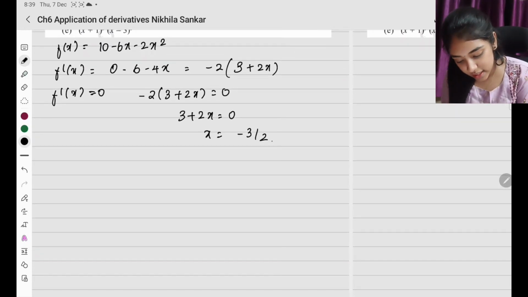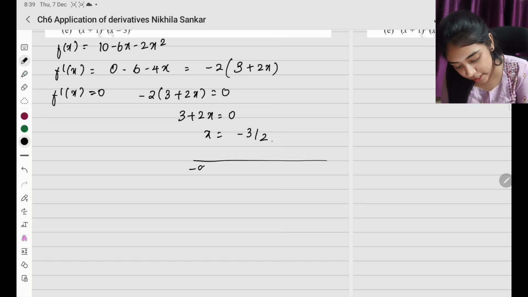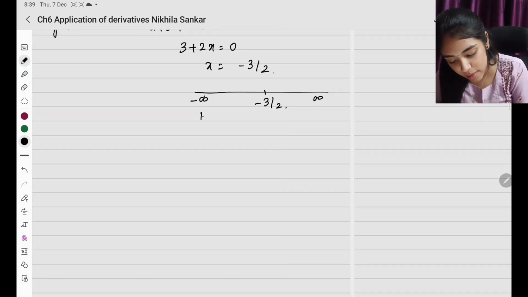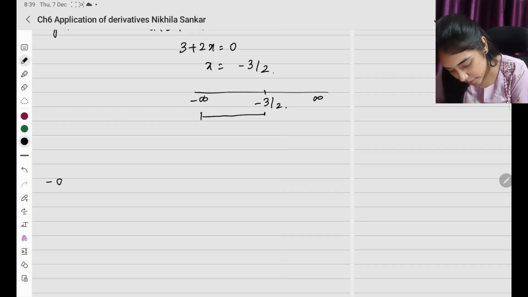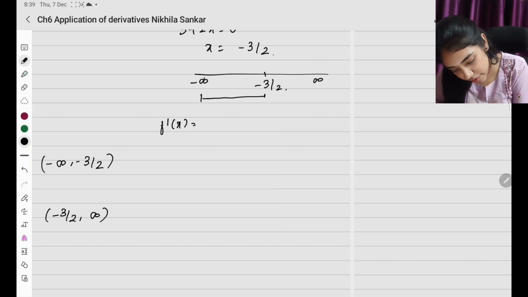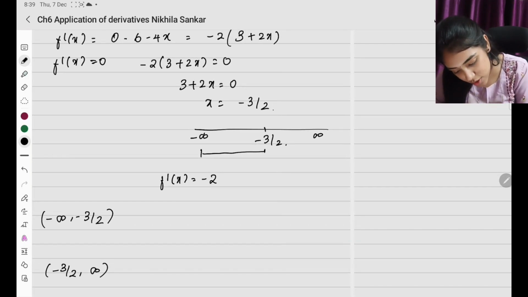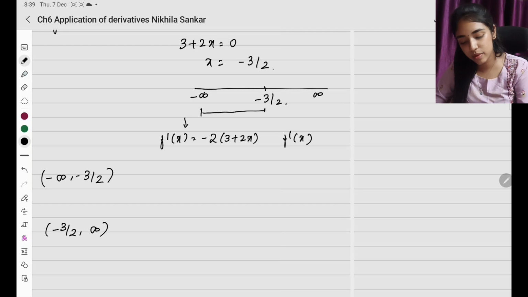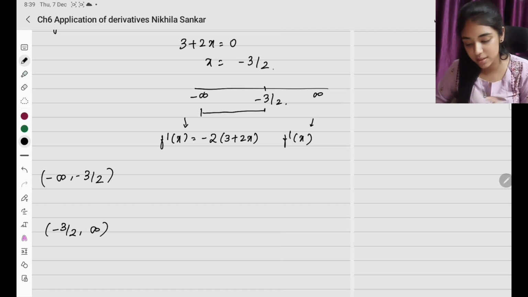So how does my number line look now? I have the number line minus infinity to infinity. In between I have minus 3 divided by 2. Now which intervals do I check? Minus infinity to minus 3 by 2 is my first interval. Second interval is going to be minus 3 by 2 to infinity. And what is my f dash of x? It is going to be minus 2 into 3 plus 2x. And I need to check for the sign. In the column we are going to check whether it is greater than or less than 0.